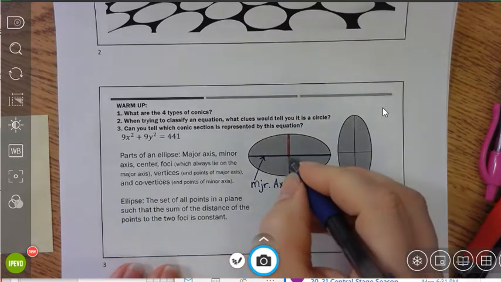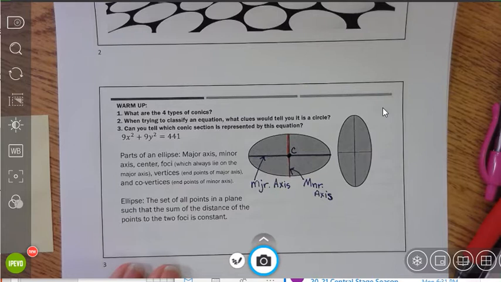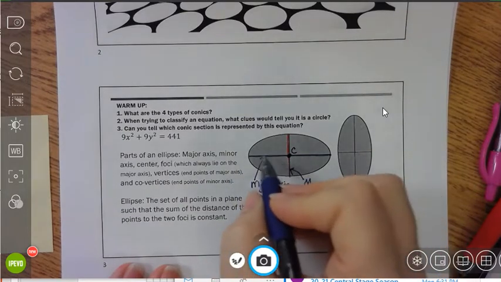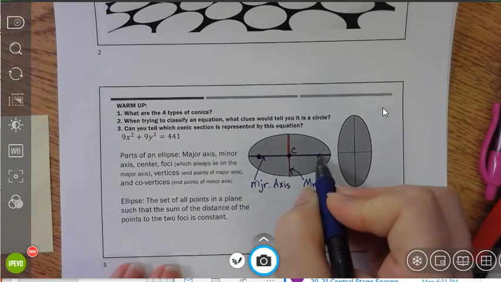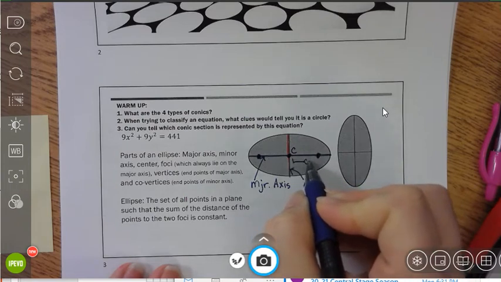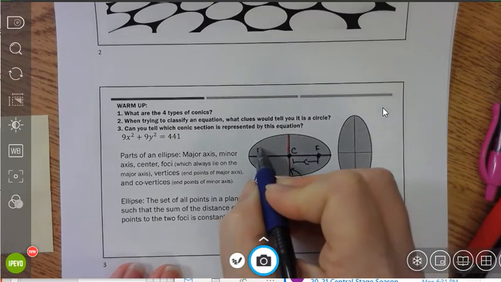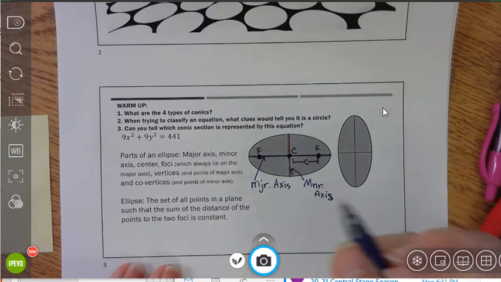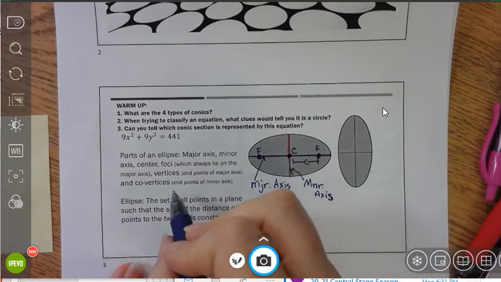Now the center is located right here, and that's C for center. There is another C in here, that's a length. The center is not a length. The foci are always going to be somewhere out here on the major axis, and that will be a distance of C, and we'll talk about that. So that's a focus, this is a focus, they're each a focus, and you have two foci.